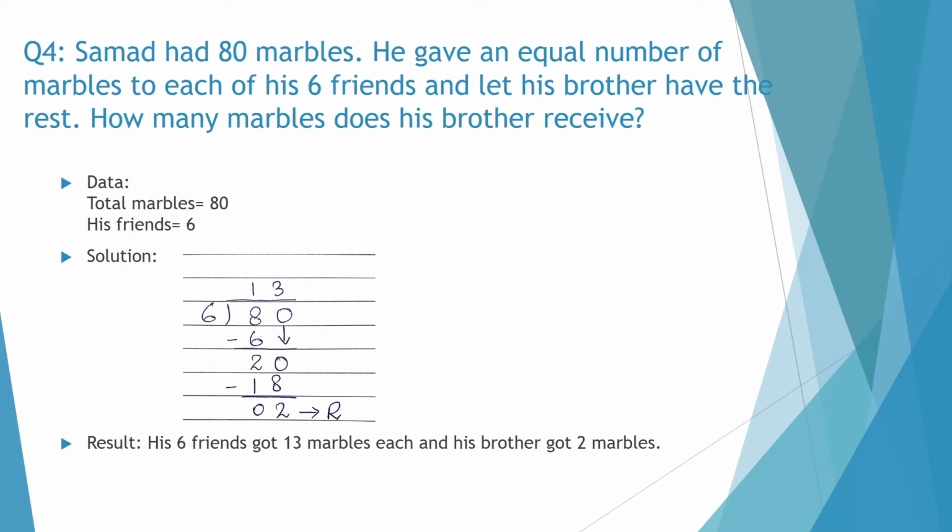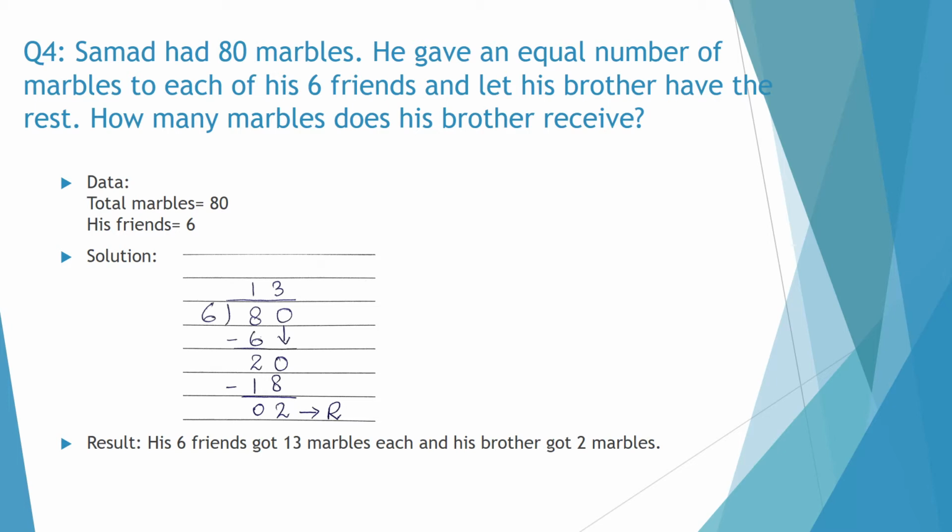Now, someone has the total number of marbles, 80, and he divided the 80 marbles among how many friends? 6 friends. So total marbles 80, his friends 6, so we will be dividing 80 by 6. As you can see the working, I would like to request you to do the solution by yourself and then check your answer with mine.